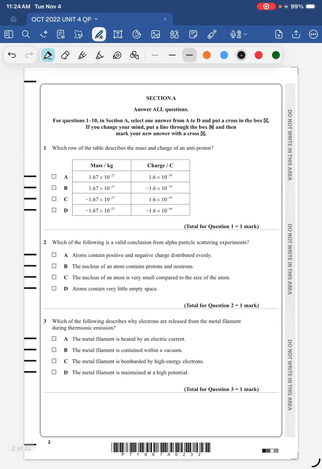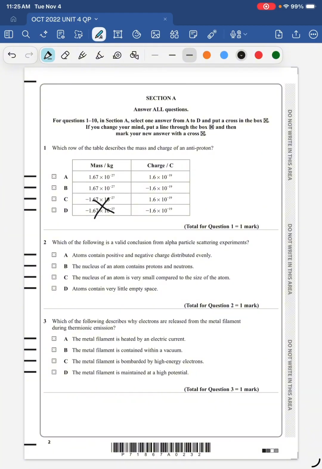Let's start. Section A, question 1. Which row of the table describes the mass and charge of the antiproton? One of the techniques that you can use in section A is that if you look at these answers, immediately these two are wrong, right? You cannot have negative mass. So you're left with option A and option B. Even by chance, you have 50% chances of getting the question correct.